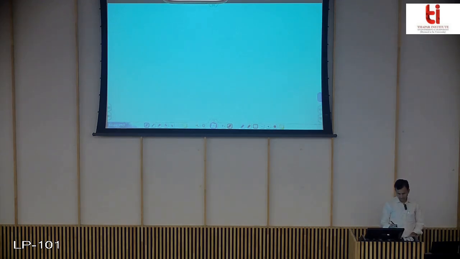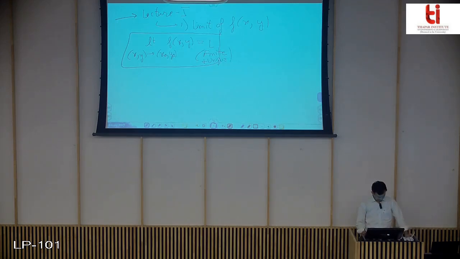In today's lecture, we are continuing the concept of the two-path test. Before that, in lecture one, we did the limit of function f(x,y). If (x,y) approaches (x0,y0), then f(x,y) approaches L, and the value L that comes out should be finite and unique. So we say the limit of f(x,y) is equal to L when f(x,y) approaches L as (x,y) approaches the point (x0,y0).